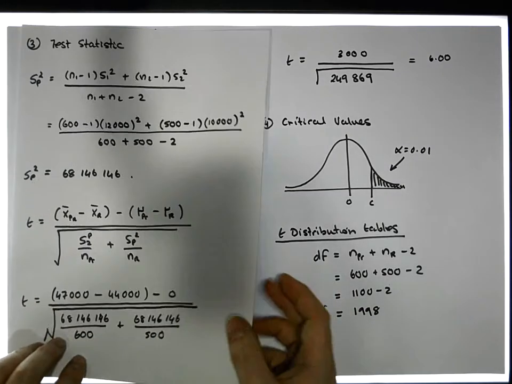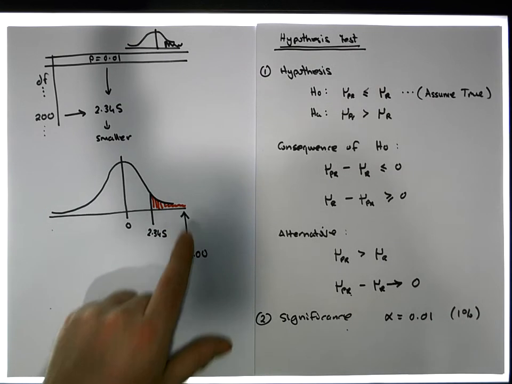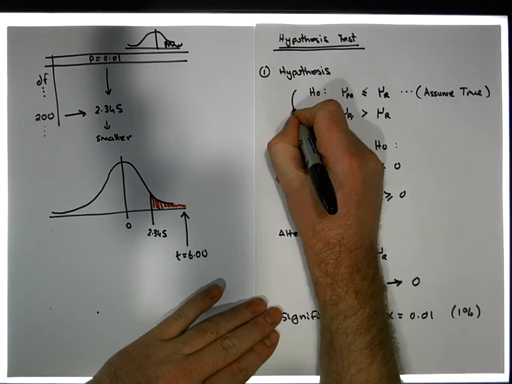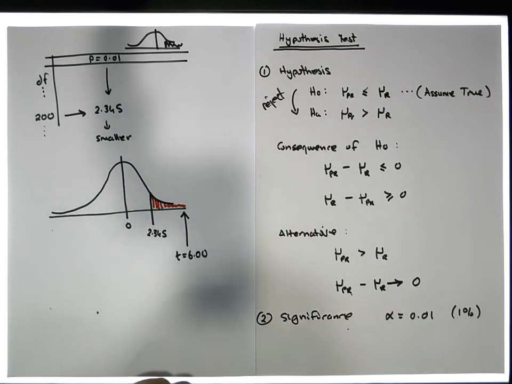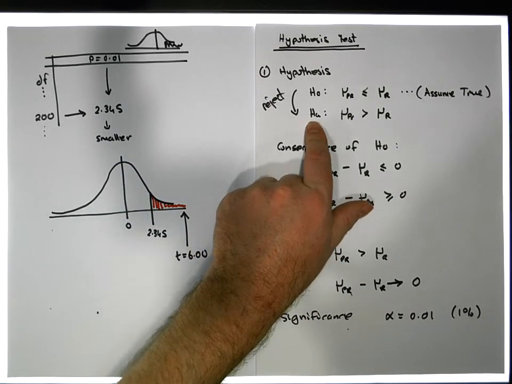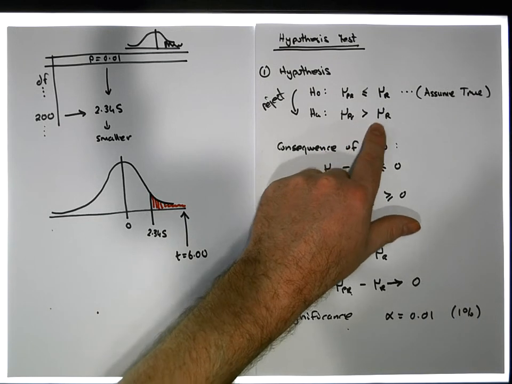So we're in the rejection region, and what we're really doing here is rejecting H0. We're going to reject H0 in favor of HA. Now what does HA actually say? HA says that the population mean for Primeland is bigger than the population mean for Rockland, which is what we wanted to show.